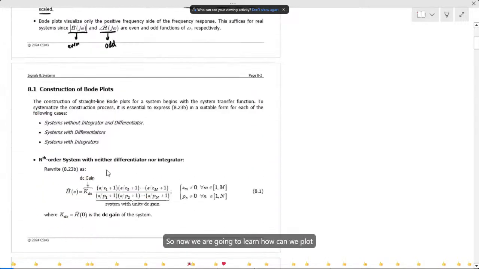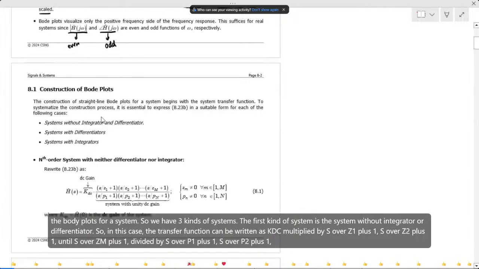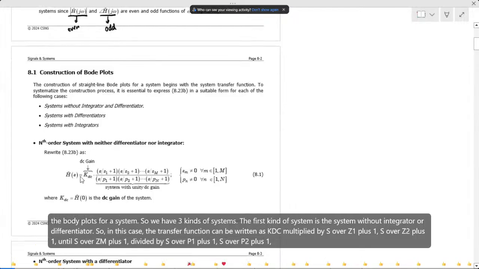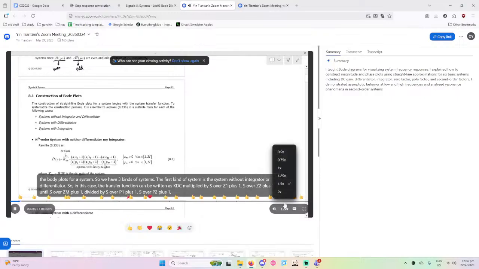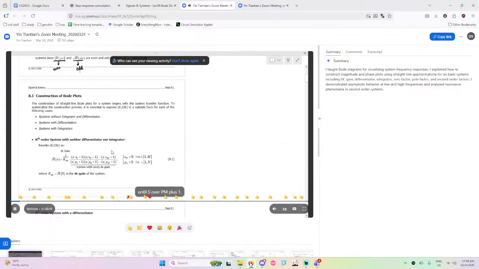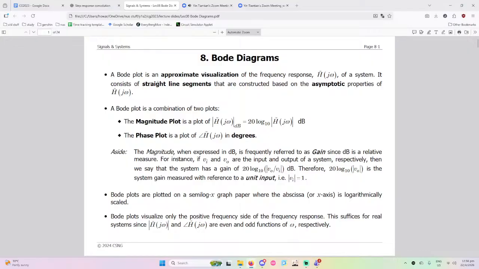So now we are going to learn how we can plot the Bode plots for a system. So we have three kinds of systems. The first kind of system is the system without integrator or differentiator. In this case, the transfer function can be written as K_DC multiplied by (s over z1 plus 1), (s over z2 plus 1) until (s over zn plus 1), divided by (s over p1 plus 1), (s over p2 plus 1) until (s over pn plus 1). So in this case, we do not have any differentiator or integrator in this system.